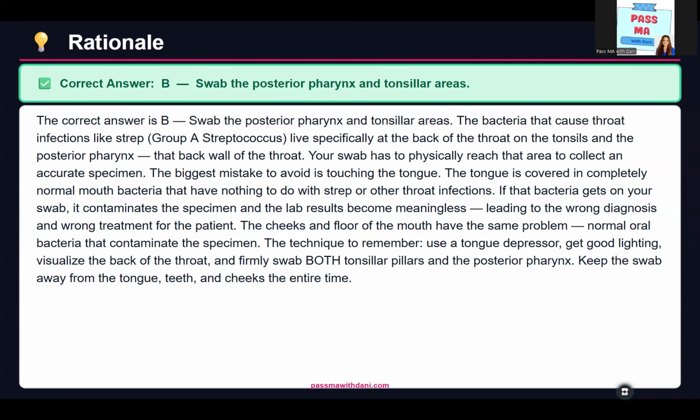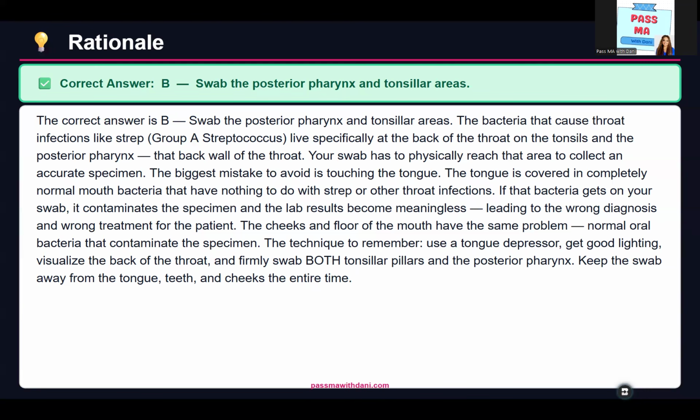You also want to stay away from the cheeks and the floor of the mouth because they have the same problem. We have normal oral bacteria, and this can contaminate the specimen. So use a tongue depressor. Think of that as being like a medical popsicle stick. This is to hold the tongue down.